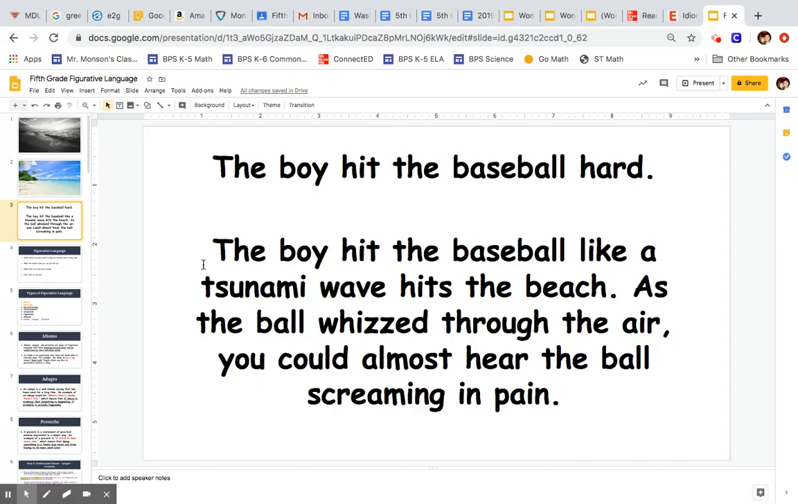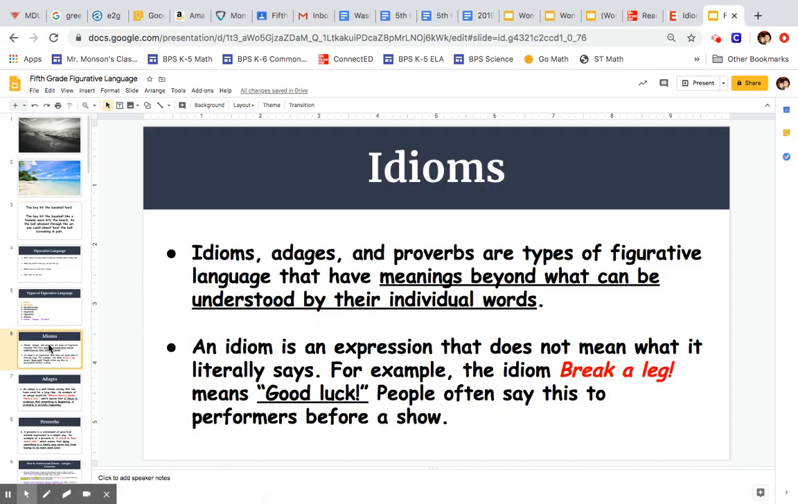Now, today we're going to talk about idioms, and really what idioms are. It's figurative language where it's a group of words that mean something other than what the words say. For example, if you are in a play or maybe a dance competition and somebody yells at you, break a leg, they don't literally mean to break a leg. That would be mean. What they figuratively mean is good luck.